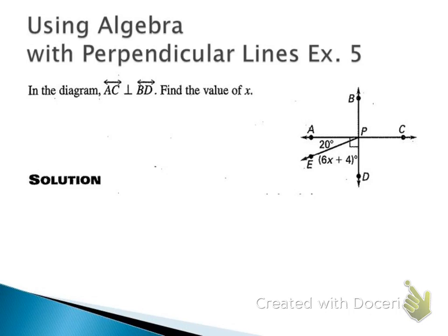We are told that we've got perpendicular lines. They even mark in the diagram that we would have a right angle. So what do I know about these two angles, 20 degrees and 6x plus 4 degrees? They add up to equal 90. So we're going to add them together and set it equal to 90. And then we have an equation that we can solve for x. We did this when we were doing complementary angles the last couple weeks.